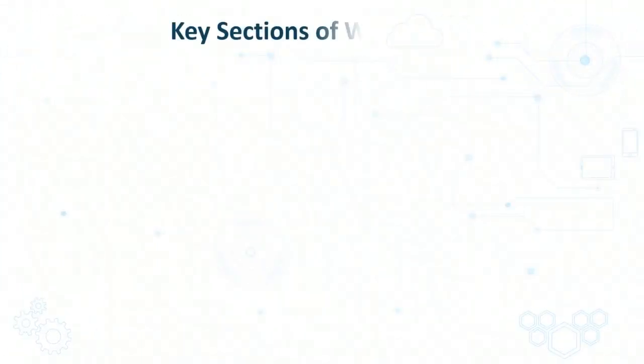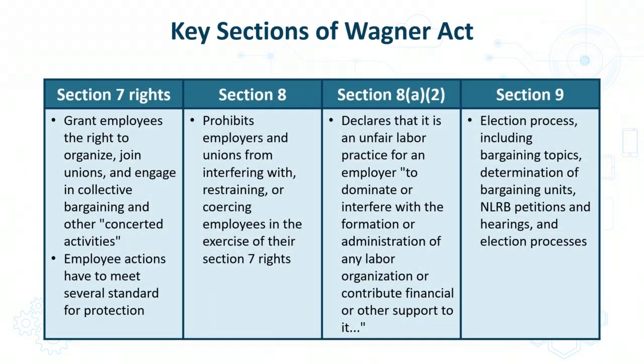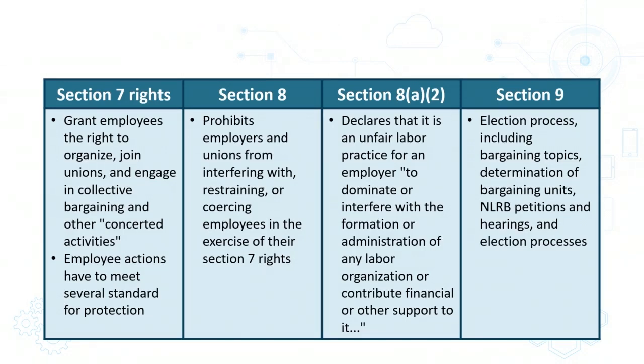The National Labor Relations Act, NLRA, is sometimes called the Wagner Act, after its writer, Democratic Senator Robert F. Wagner. Some key provisions are mapped to the 4 sections shown in the table. Section 7 Rights. This applies to all employees, and it gives them the right to organize, join unions, and engage in collective bargaining and other concerted activities when they meet the protection standards.